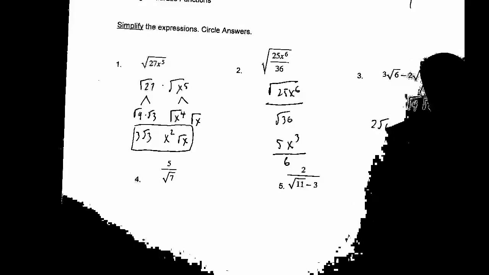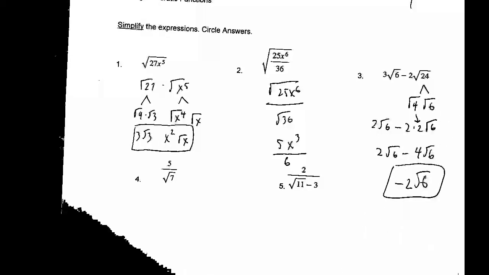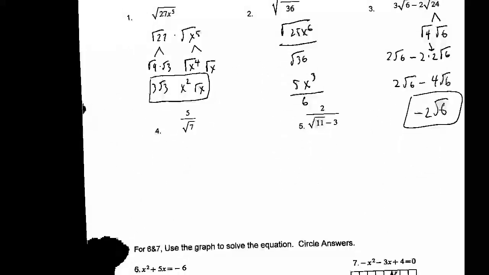We can rewrite this as, well, the biggest perfect square that goes in there is 4. So root 4 times root 6 here. And so when we simplify, we'll get 2 root 6 minus 2 times 2, right? Root 4 is just 2 times root 6. So we have 2 root 6 minus 4 root 6. 2 minus 4 is negative 2 root 6. Okay?